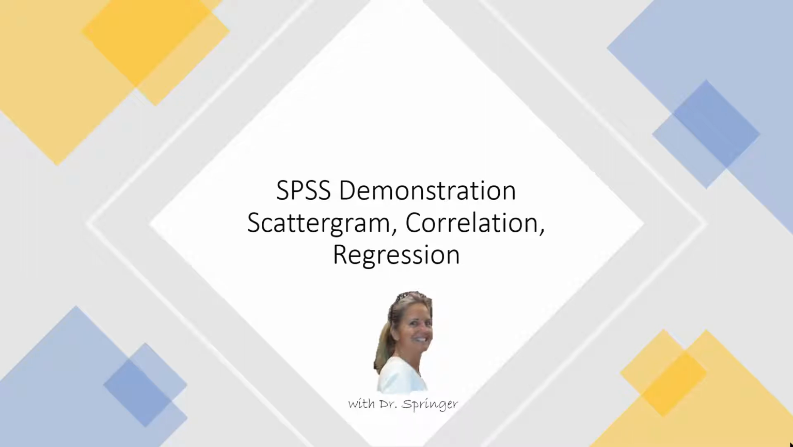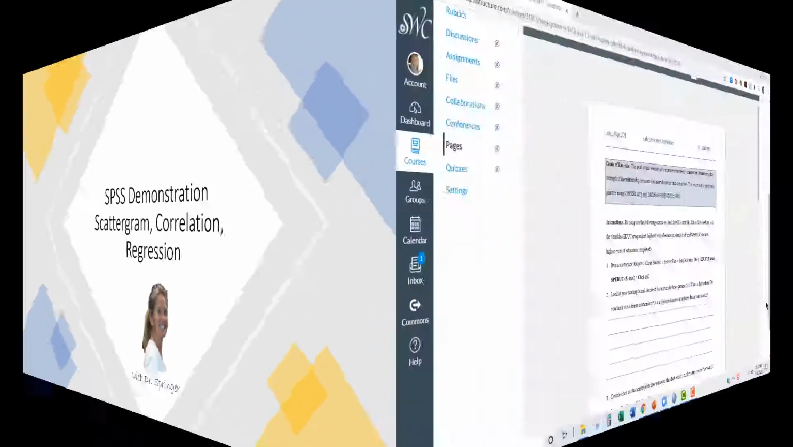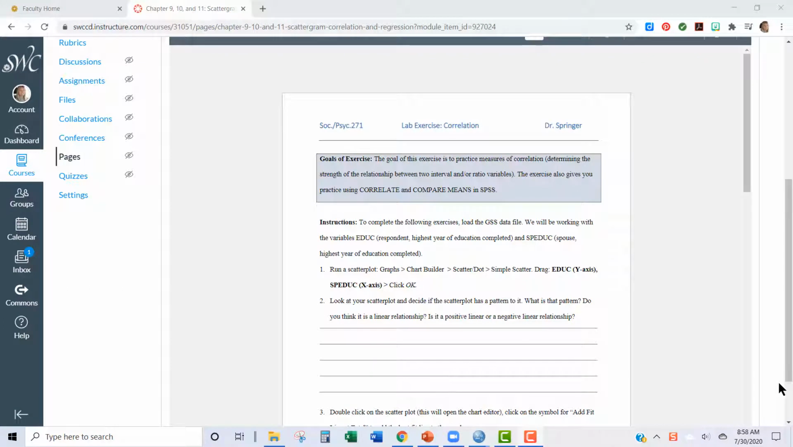In this video, I want to show you how to run a scattergram, correlation, and regression with SPSS. And then I want to show you how to interpret and report that data, appropriate in a research report. Let's use a lab exercise as an example. So we will be working with the variable education, which measured the respondent's highest year of education, and then the education of the spouse. So we want to see if there's a correlation between the respondent's education and the education of the person that they are married to.